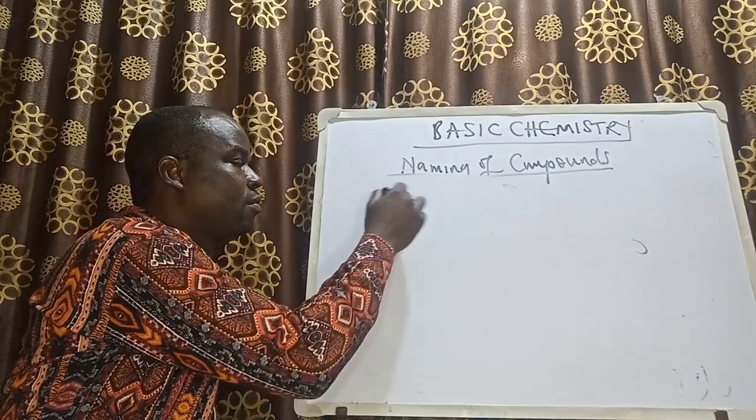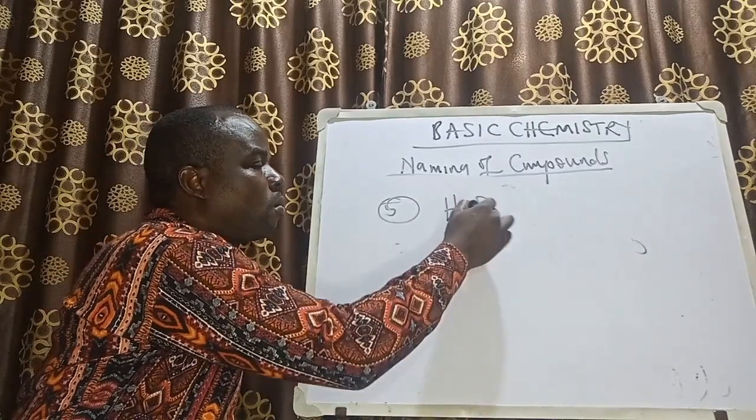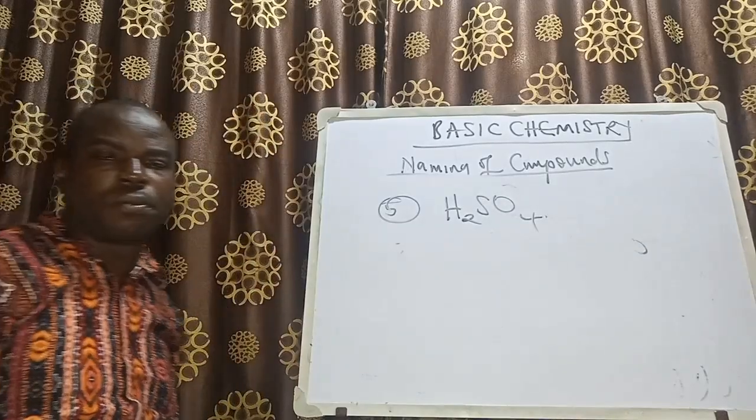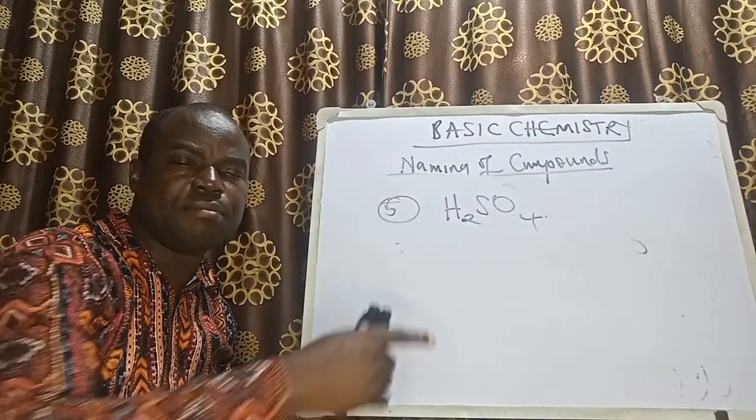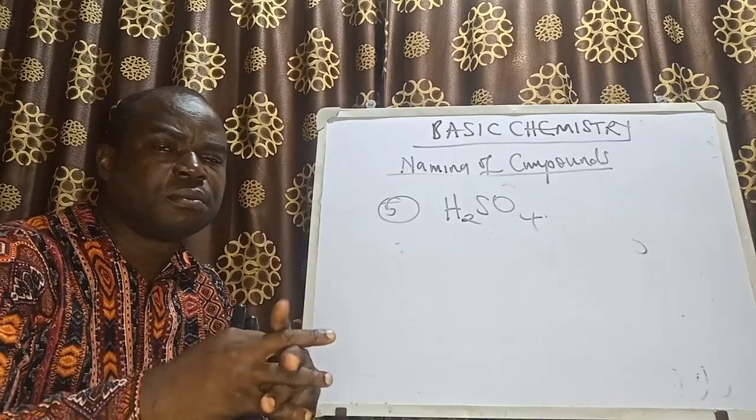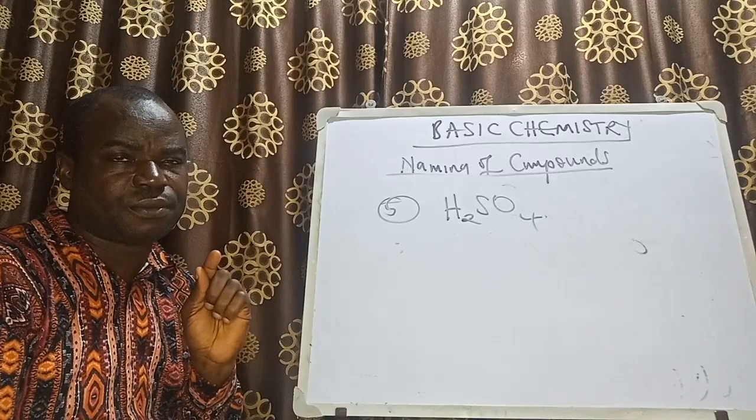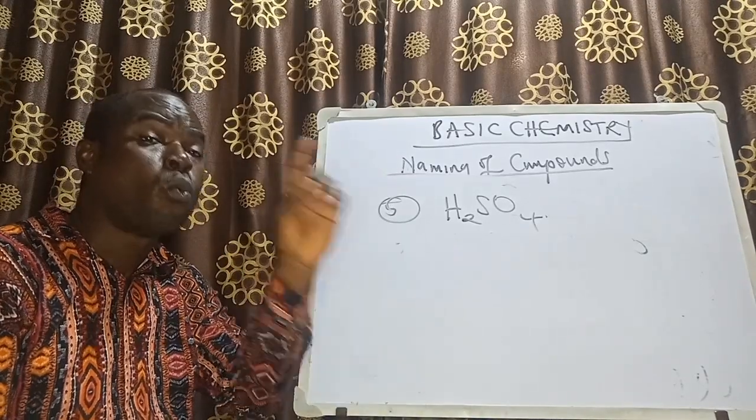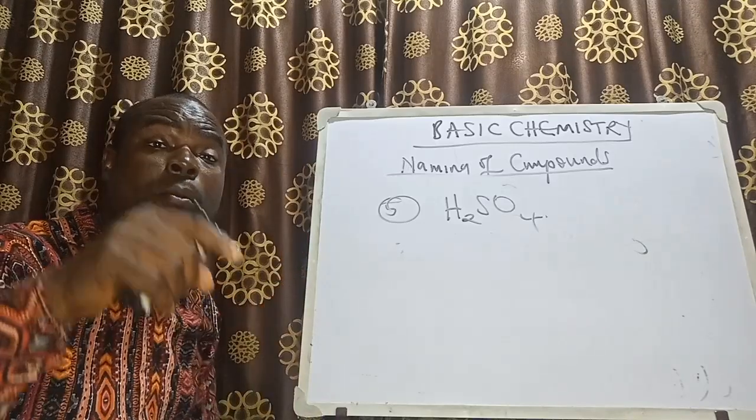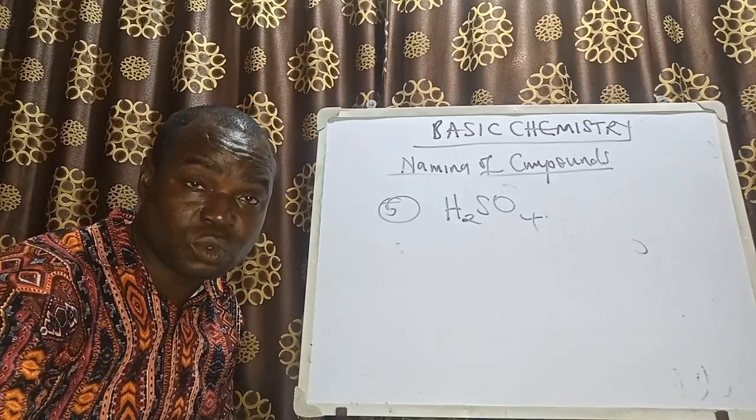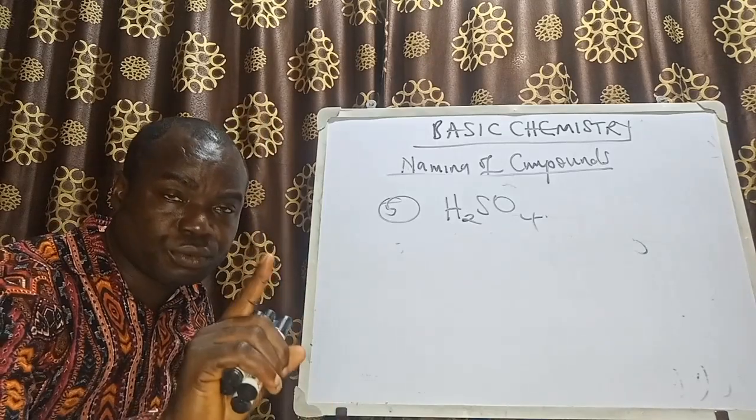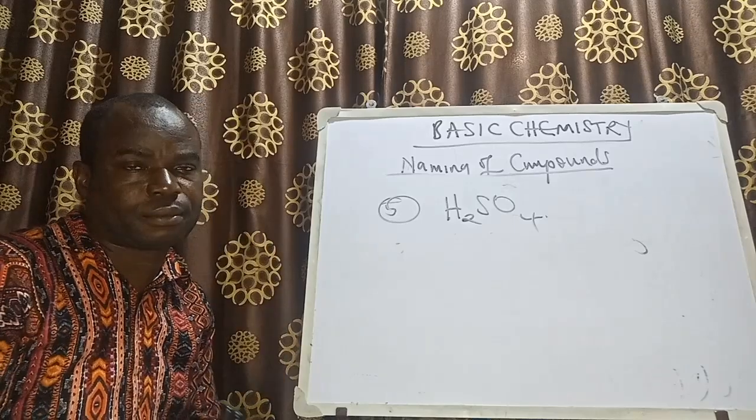That is number 5. Page 2. H2SO4. If I ask you to name this compound, please be very careful with this. Once you notice that hydrogen is the first element in the compound, then know that that compound is an acid. Once hydrogen is the first element, the compound is what? An acid. The only exception is water.